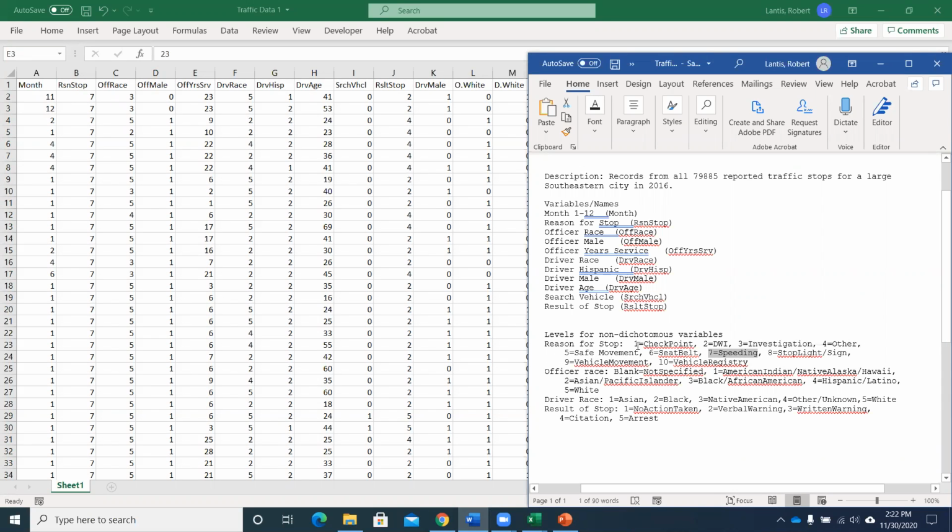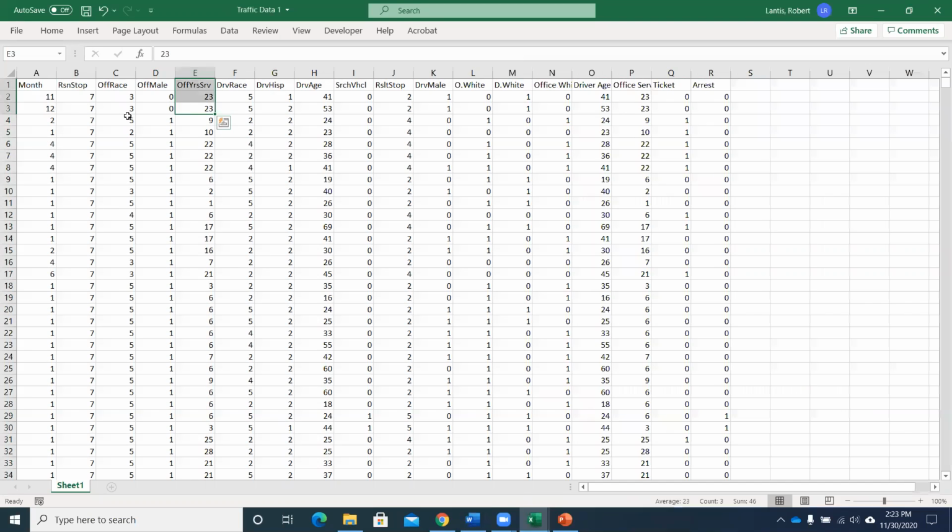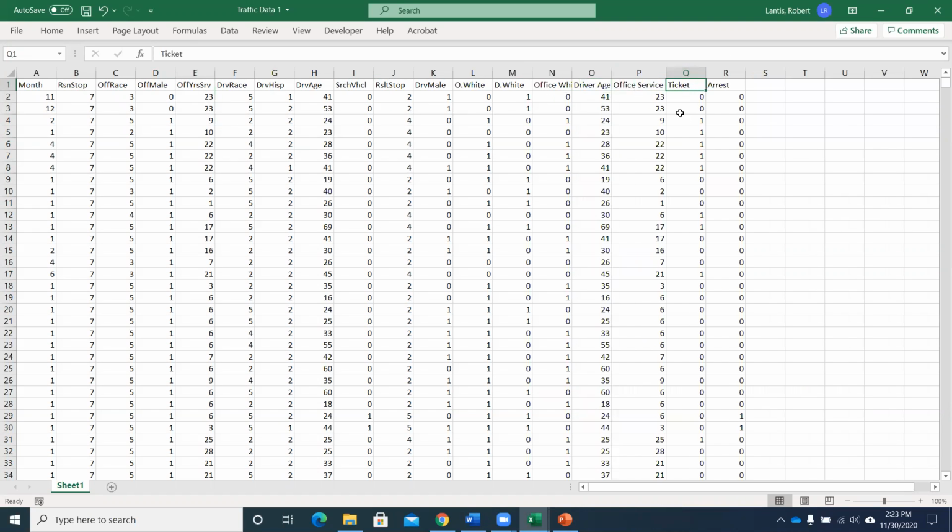And I could have done some more with the original data. Maybe we will even more so the rest of this week, but I'm only looking at traffic stops where the reason for the stop was speeding. And then I have things like whether or not a ticket was issued, whether or not an arrest occurred, the officer's years of service, driver's age, and I've got some racial identifiers here. I've got a gender identifier: 1 if the driver was male, 0 if not.